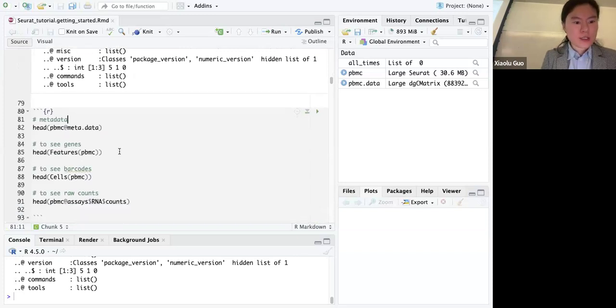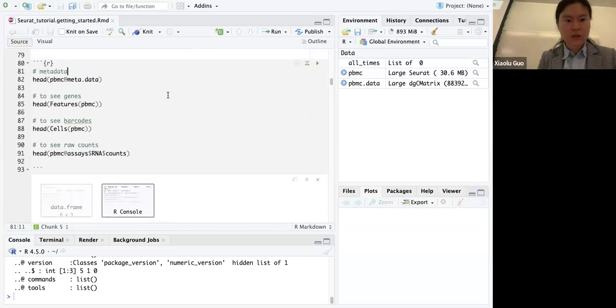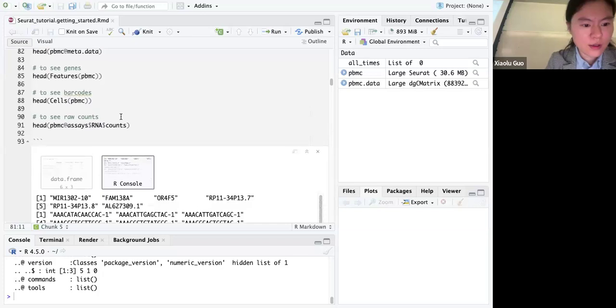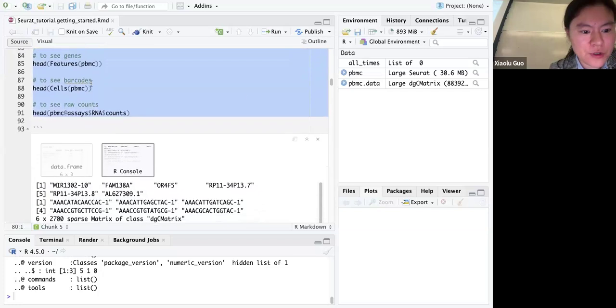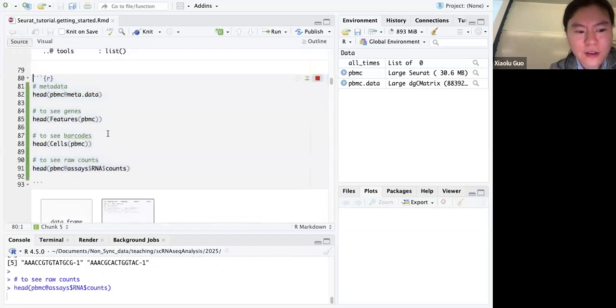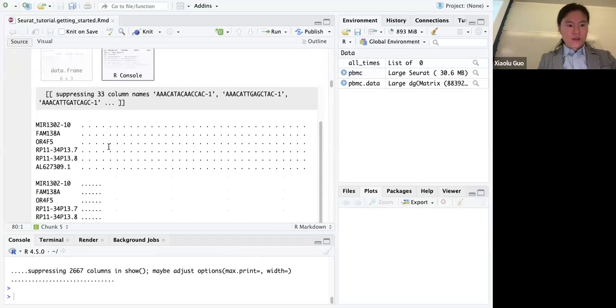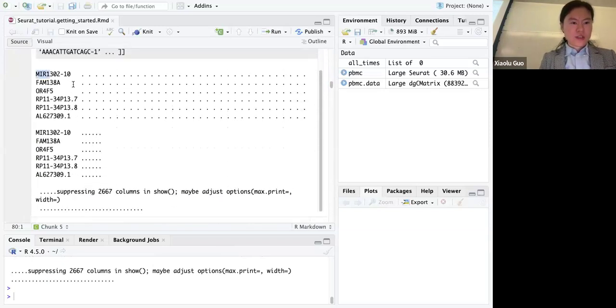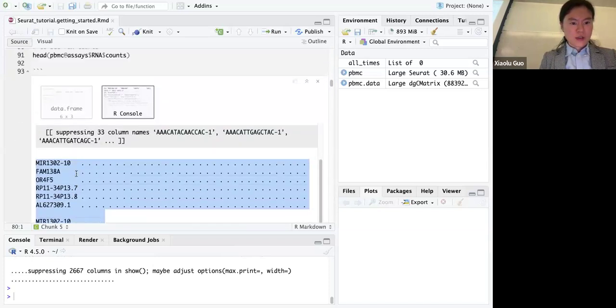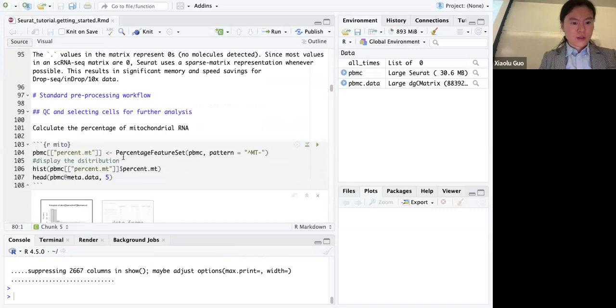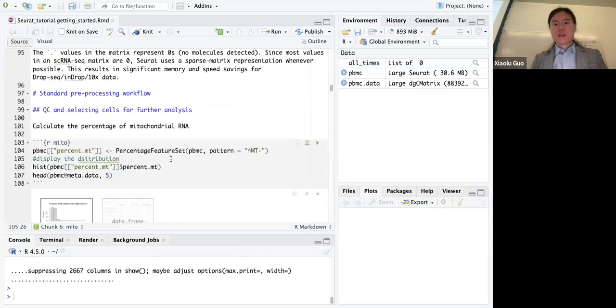Okay, and here is a quick way to see some features of the data, like the gene list is here. So maybe everyone can run this part on your computer.